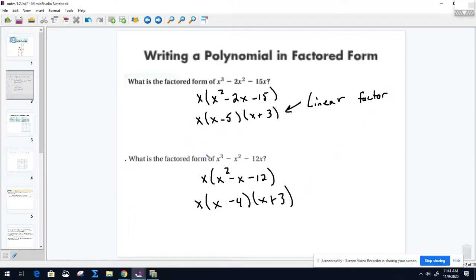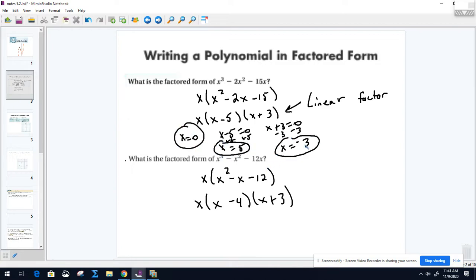In this problem, if I asked you to solve the polynomial set equal to 0, or find the x-intercepts, they would be x equals 0 using the zero product property, x minus 5 equals 0, and x plus 3 equals 0. This would be x equals 5, and subtract 3, x equals negative 3. So the zeros or the solutions would be 0, 5, and negative 3. And if I were to graph this polynomial, it would cross the x-axis at 0, 5, and negative 3. That's why factoring is so important, because I can write these as linear factors and I can find the zeros, or where it crosses the x-axis.